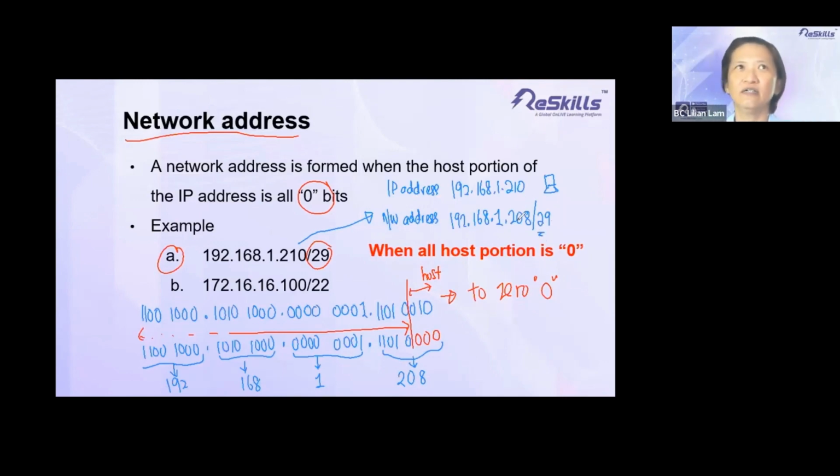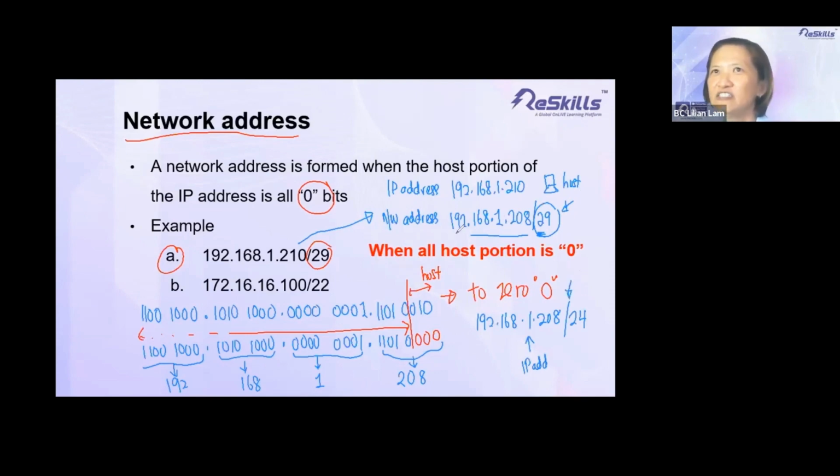And when we read an address, we would know whether this address is a network address or a host address from the mask. So we must provide it together with the mask. Now, if I write just 192.168.1.208, it can also be an IP address if the mask is /24. So we have to write it together with a mask in order to really interpret these two.